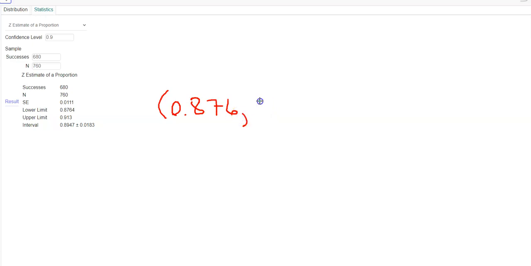and then you would just put a comma in the middle. And your second or upper limit here would be 0.913, and that would be your confidence interval given a 90% confidence level with 760 subjects and 680 successes, whatever it is you're looking at. That's what you do. Have a great day.